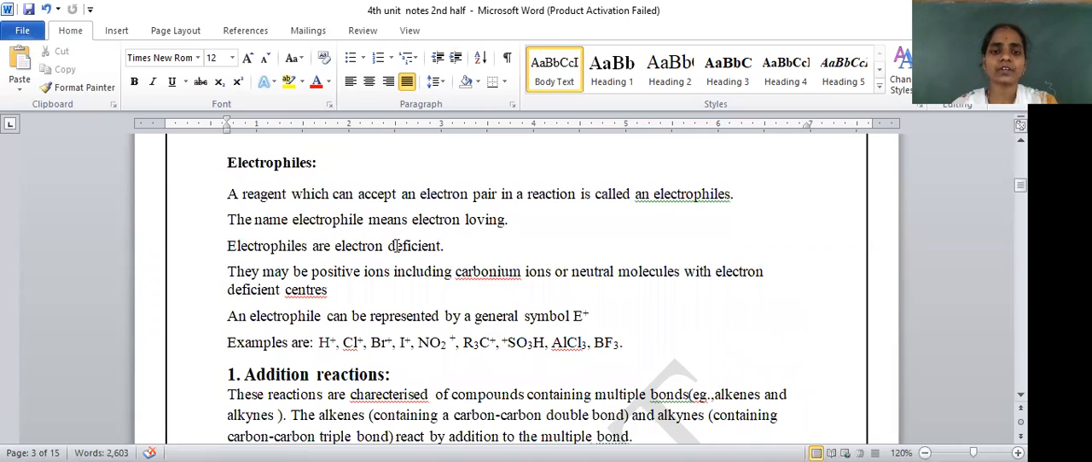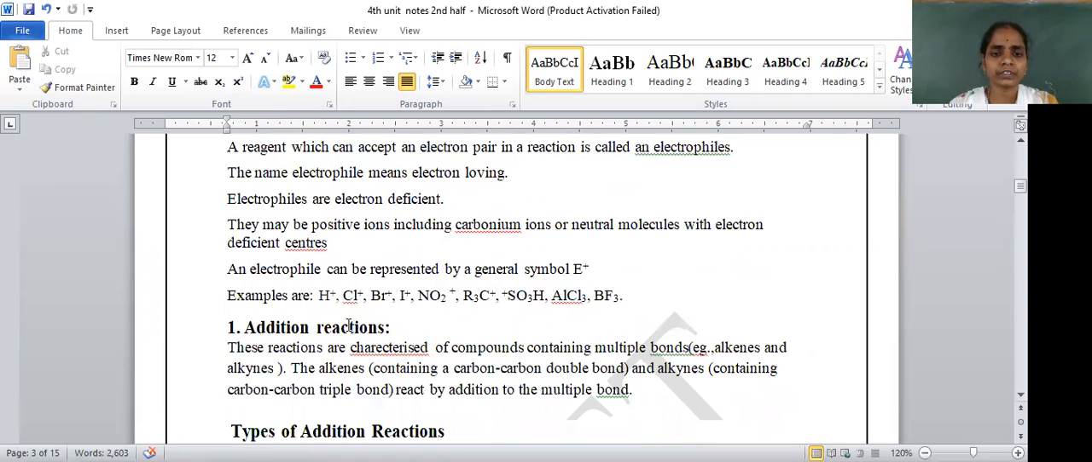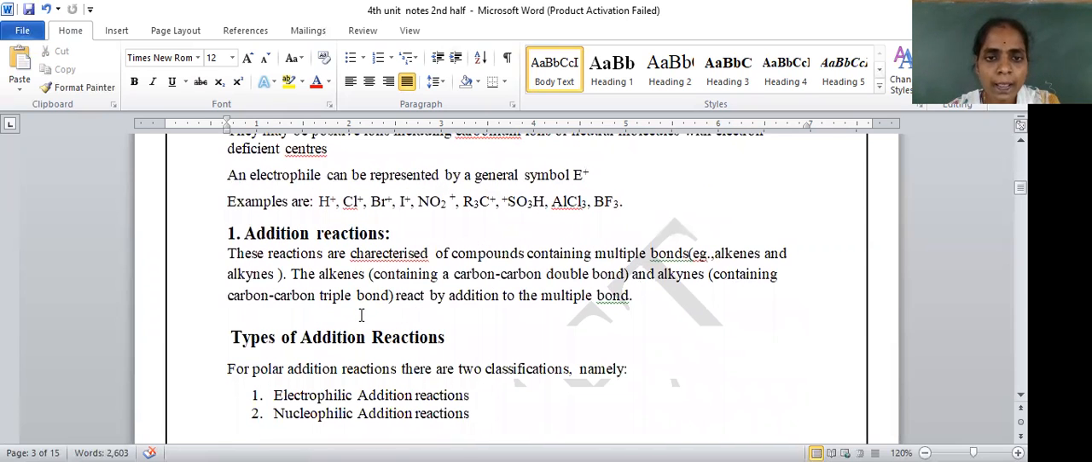Here the electrophile is also called the electron-loving species, and electrophiles are electron-deficient species. And here a carbonium or carbocation is formed when there is a deficiency of electrons. Some examples are H plus, nitrogen. Even bromine and iodine, when losing an electron, form the carbocation. And also AlCl3, BF3, plus. So these are some of the examples involved as electrophiles.